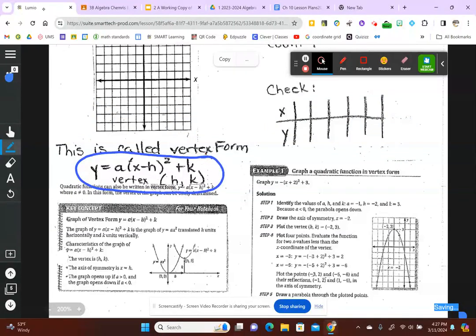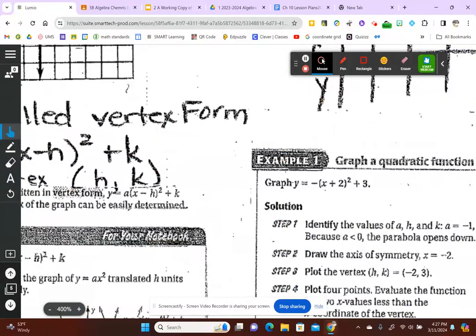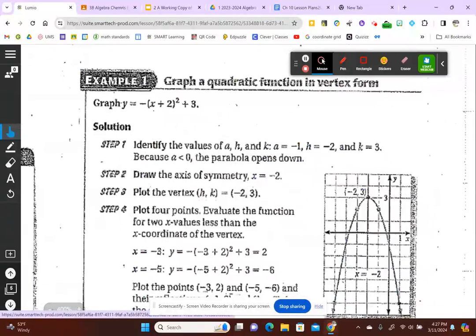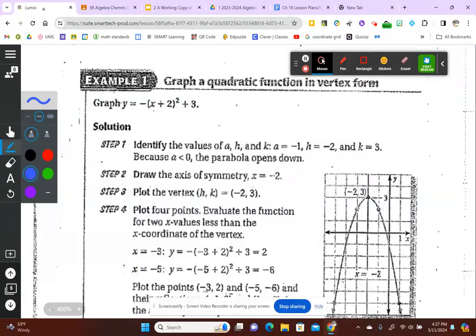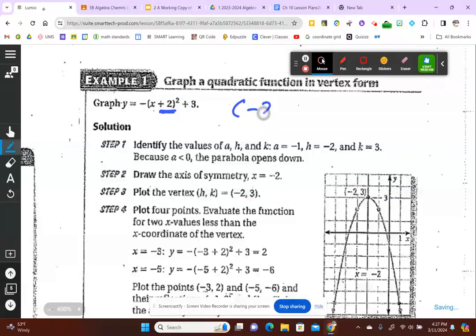Y equals a(x minus h) squared plus k, where h is the opposite of what you see with x. (h, k) is your vertex, and a tells us how we can rise and run. So if you look, let's make this a little bigger, and we look at this example here, you can see that your vertex is going to be (-2, 3), and because a equals -1, it's going to face downward.